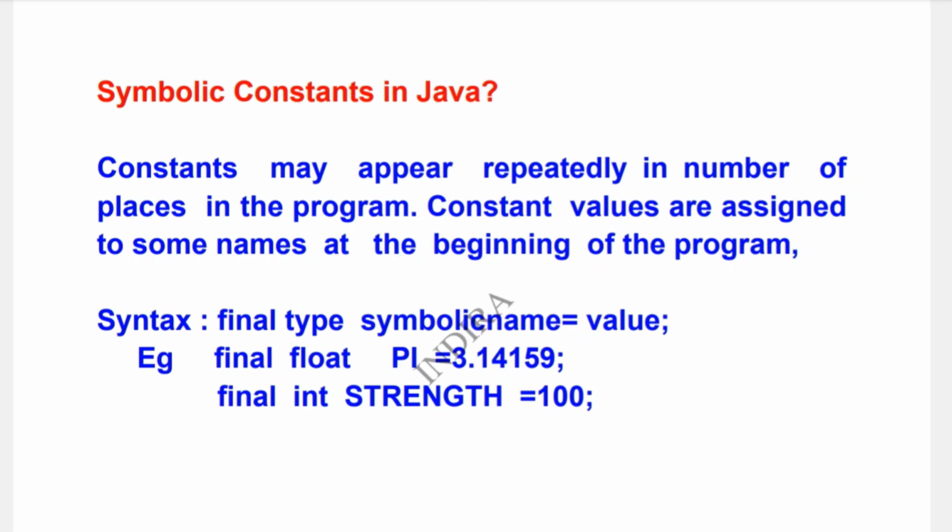So the entire pi with respect to that value is considered a symbolic constant, since pi is a symbol and it has a constant value, so it comes under the symbolic constants.